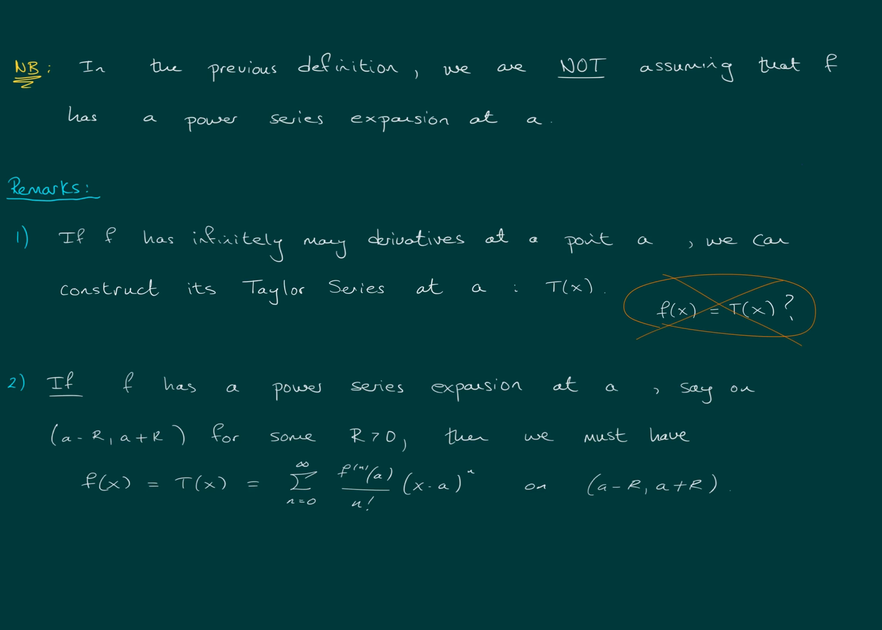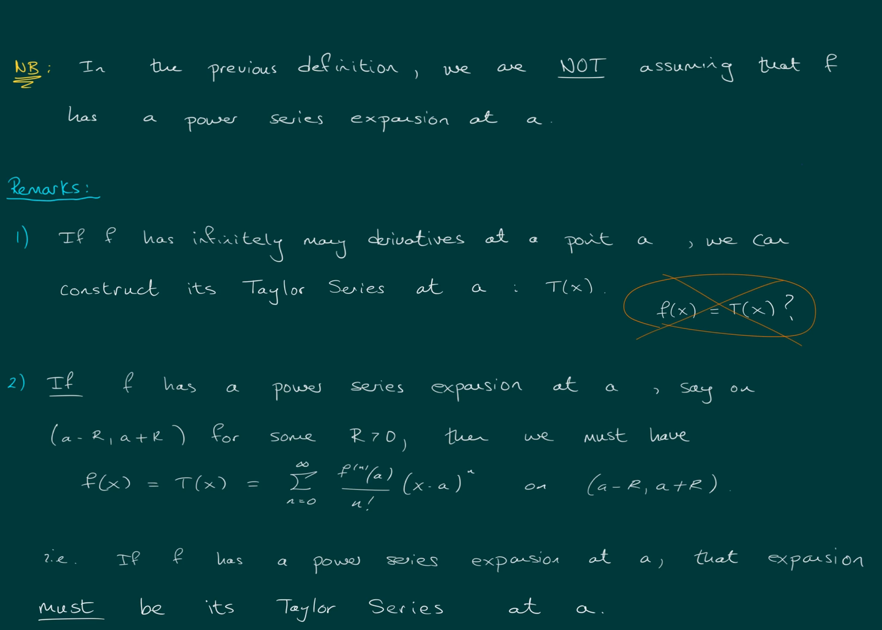So, i.e., just to rephrase this, if f has a power series expansion at a point a, that expansion must be its Taylor series at a. Okay, so the subtlety is this. Having infinitely many derivatives allows us to construct Tx, but it gives us no guarantee that f of x will equal T of x on some open interval. In fact, at the end of the lecture, we will see an example where we can construct Tx, but there is actually no open interval where it will agree with f.